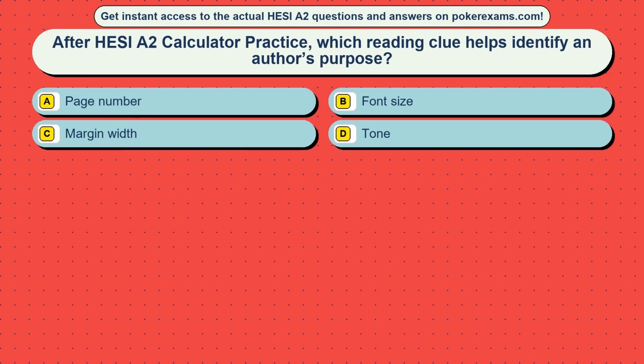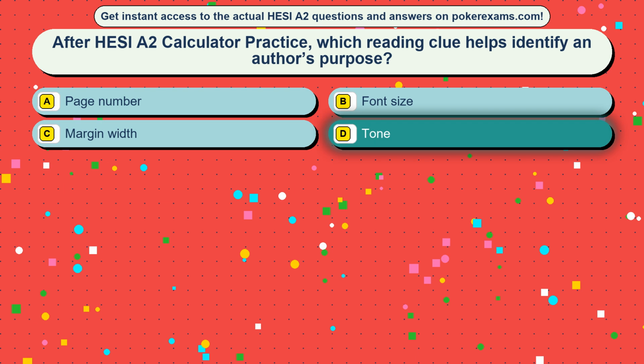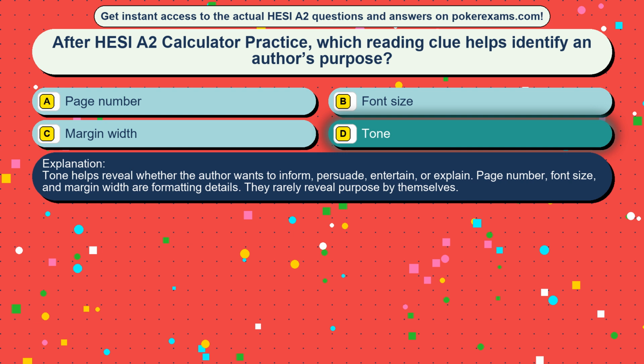Question 6. After HESI A2 Calculator Practice, which reading clue helps identify an author's purpose? Option A page number, option B font size, option C margin width, option D tone. The correct answer is option D, tone. Tone helps reveal whether the author wants to inform, persuade, entertain, or explain. Page number, font size, and margin width are formatting details. They rarely reveal purpose by themselves.